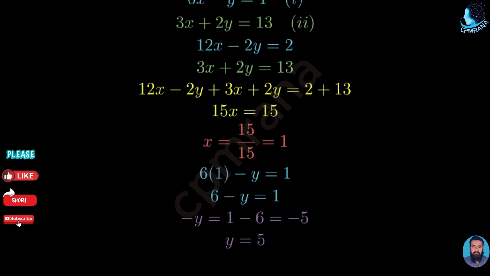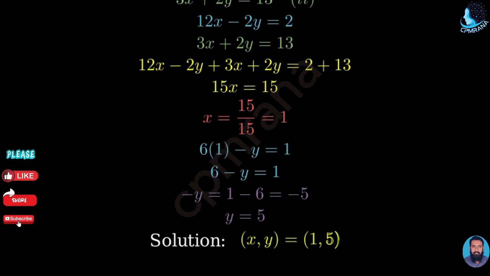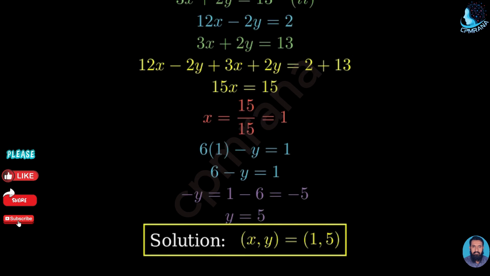Finally, we conclude that the values of x and y are x equals 1 and y equals 5. We can write this as an ordered pair, (1, 5).